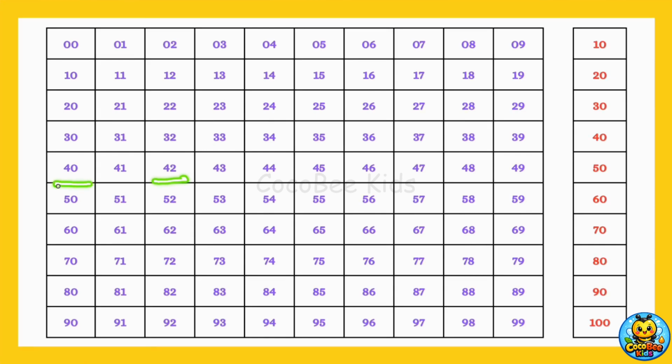Which family does the number 42 belong to? It belongs to the 40s family. And 42 lies between 40 and 50. Which family does the number 67 belong to? It belongs to the family of 60s. 67 lies between 60 and 70.